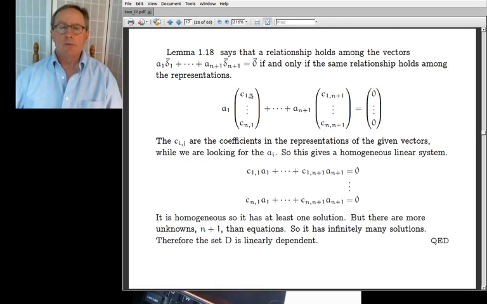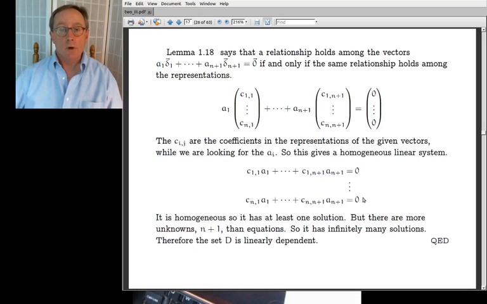You remember from the previous slide that all the C's are numbers. They're fixed. They're representatives, the coefficients in the representation of delta 1 through delta n plus 1, so they are simply numbers. I'm looking to see whether it's possible to have A's to make this relationship true. So the C's are fixed, the A's are variables. I'm looking at a linear system. It's a homogeneous system because those are zeros over there. Because it's a homogeneous system, it has to have at least one solution. You can't have no solution in a homogeneous system.